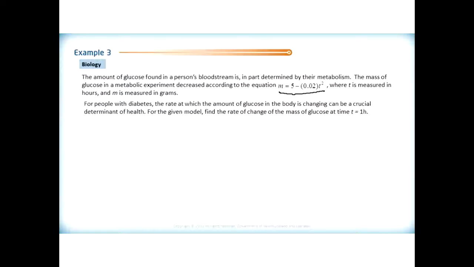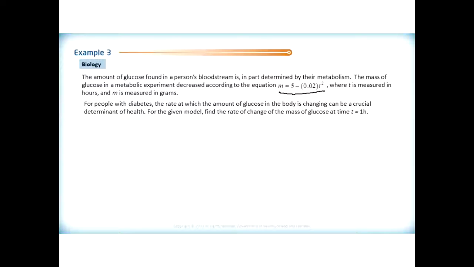So for people with diabetes, the rate at which the amount of glucose in the body is changing can be a crucial determinant of health. We all know that the level of glucose in a diabetic's bloodstream is important, but here they're talking about the rate at which that is changing. So if it goes up or down too quickly, that can cause problems as well.